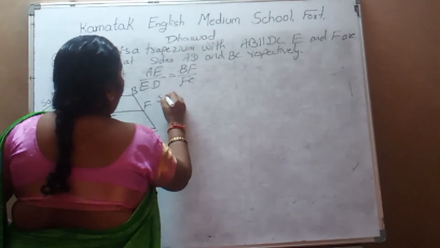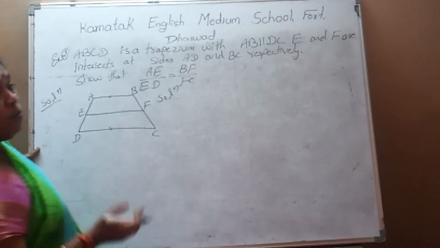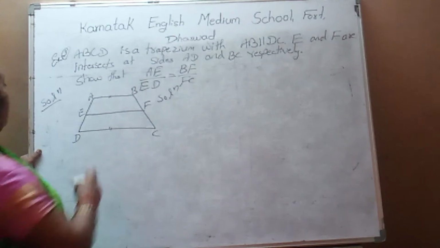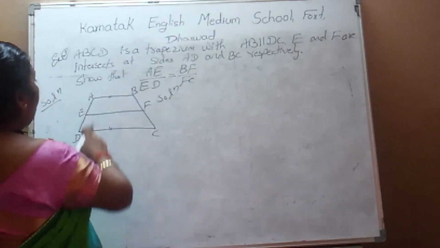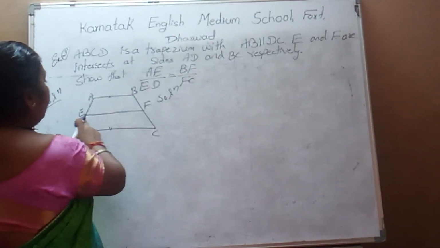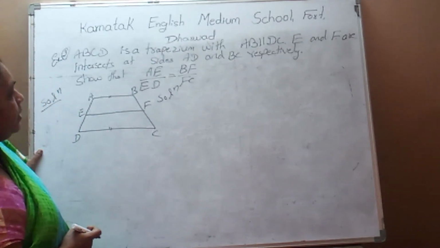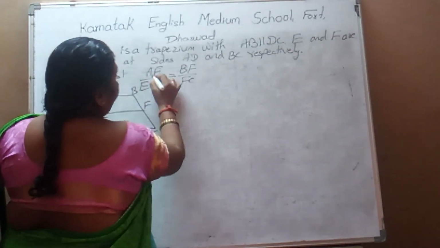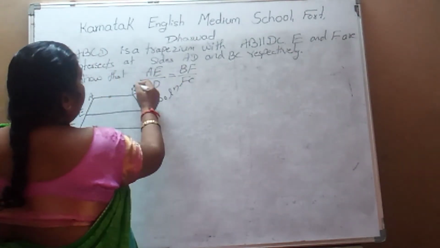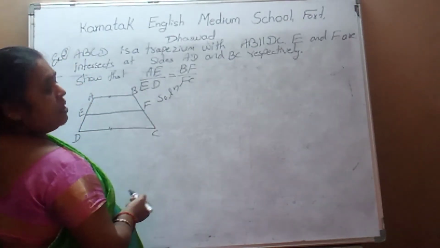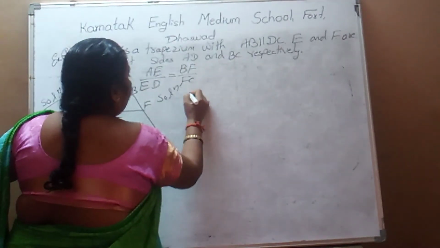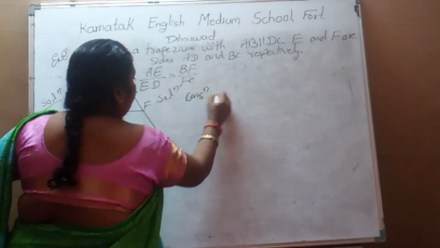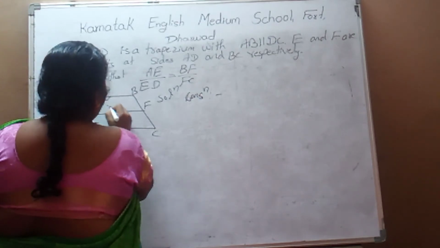Solution. I will do the proof only. What is given? ABCD is a trapezium, and E and F are two points on the sides AD and BC. That line is joined. What can you prove here? AE upon ED equals BF upon FC. How can you prove it? Some construction is there. What is that construction? Join AC.